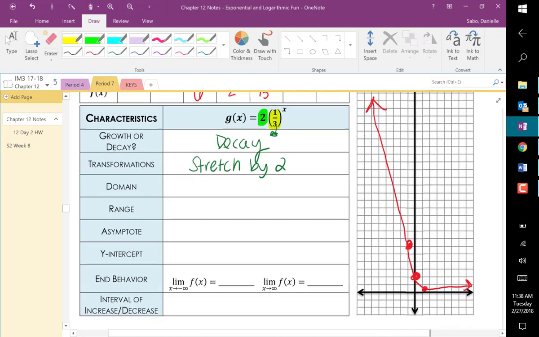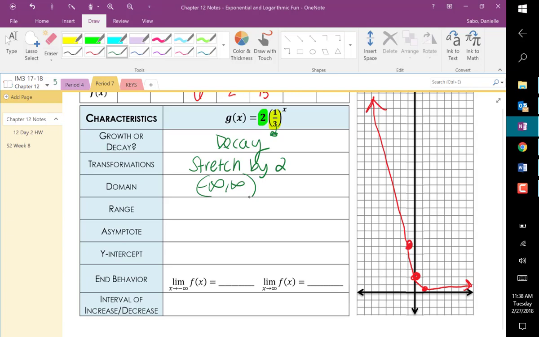Domain. What is the domain of all exponential functions? Yep, negative infinity to positive infinity, which means all real numbers. That means I'm including every x value on this graph. There's no restrictions on it. I can't be like, oh, we didn't go in business on week 5. No, we were in business on week 5 here.